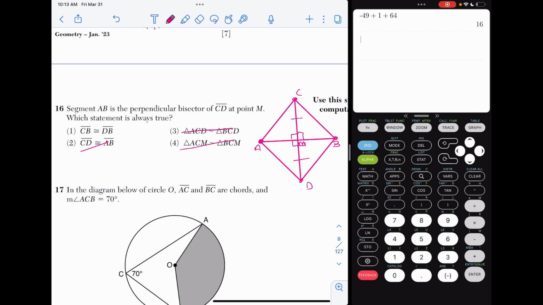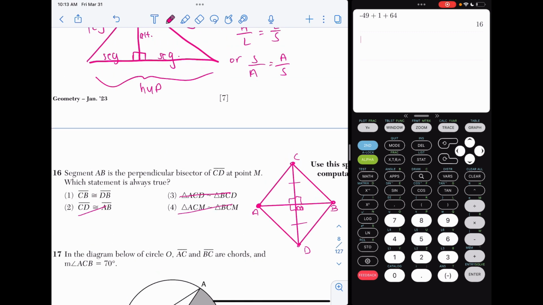So let's go back to choice 1, which looks right based on the picture. And let's see if we could find a little more verification as to why CB and DB would be congruent to one another. So I'm going to actually draw, I'm just going to slide here for a second. I'm going to draw just the right-hand side of this picture. So here's C, B, D, and M. We know these are right angles. We know that CM and MD are congruent.